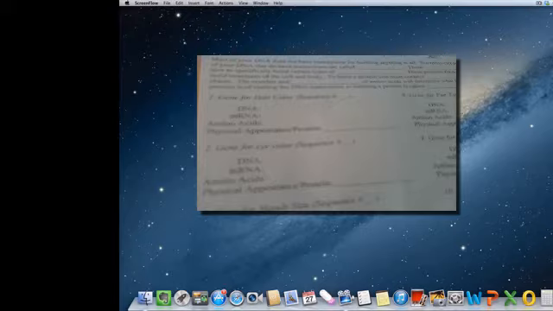DNA has the instructions, has to be rewritten into RNA, specifically mRNA, read by the ribosome, turned into a protein, and then that protein is either going to help build the organism or maintain it on a daily basis.